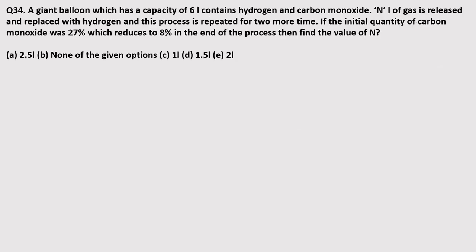Let's start. Question 34. A giant balloon which has capacity 6 liters contains 6 liters capacity initially contains hydrogen and carbon monoxide. So this 6 liters is a mixture. It is not pure quantity. Mixture of hydrogen and carbon monoxide. N liters gas is removed. So minus N. So it is becoming 6 minus N, right? And replaced with hydrogen means plus N, and this N is N liters is hydrogen. Okay. So I am getting back to 6.